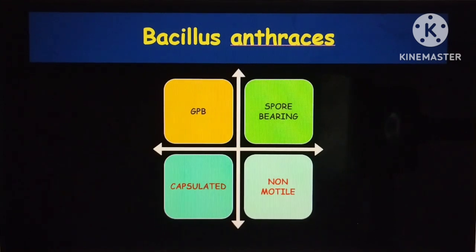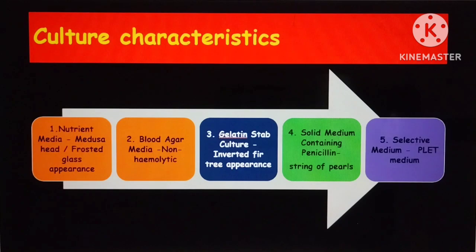Generally all bacterial capsules are made up of polysaccharide, except Bacillus anthracis, whose capsule is made up of a polypeptide. Next, there are specific cultural characteristics of the bacillus, so you want to remember each and every point in this.